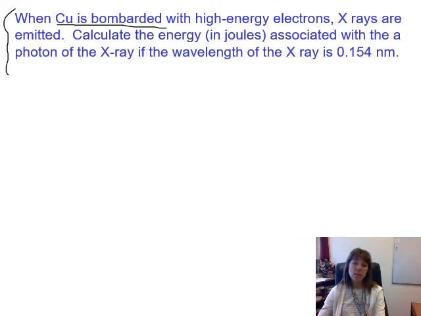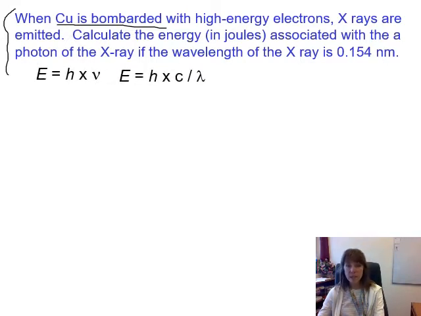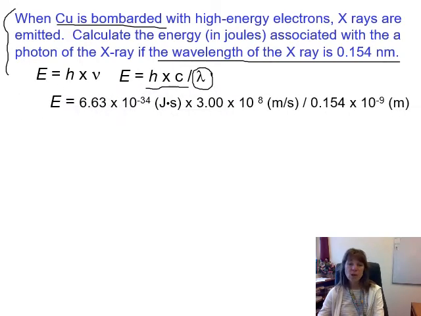And then the energy given off during that electron transition is X-rays. So as far as what we're going to do here, we want to calculate the energy in joules associated with a photon of the X-ray if the wavelength of that X-ray is 0.154 nanometers. Now remember, if you have a wavelength and H and C are constants, you can calculate energy. And that's really all this problem does.